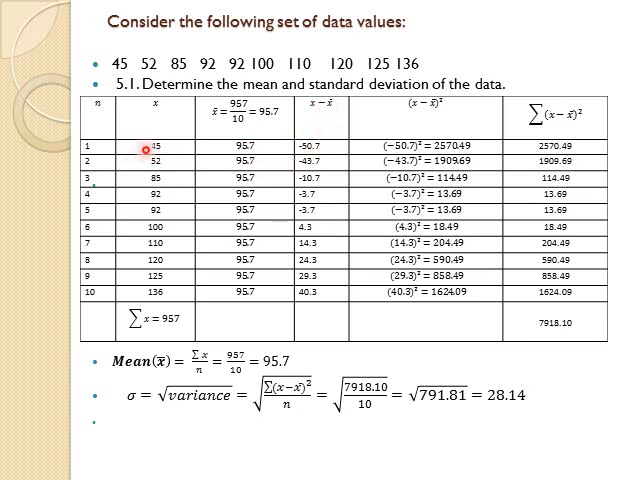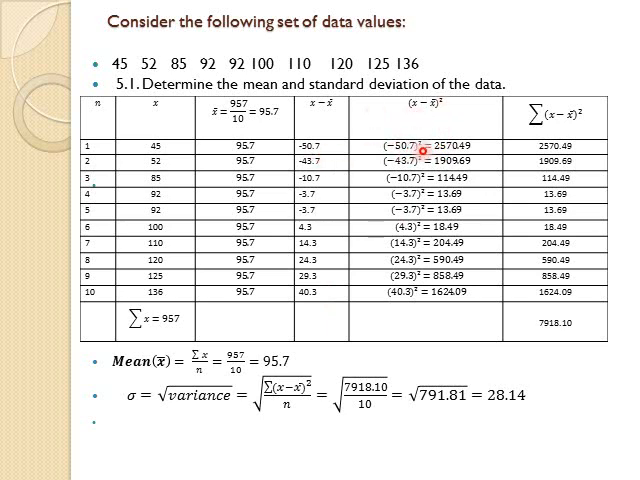Now to work out standard deviation, I first need to know x minus the mean. So 45 minus 95.7 is minus 50.7. 52 minus 95.7 is minus 43.7. 85 minus 95.7 is minus 10.7. 92 minus 95.7 is minus 3.7, and the other 92 minus 3.7. 100 minus 95.7 is 4.3. If I continue subtracting, 14.3, 24.3, 29.3, 40.3. Then I need the square of all those values.